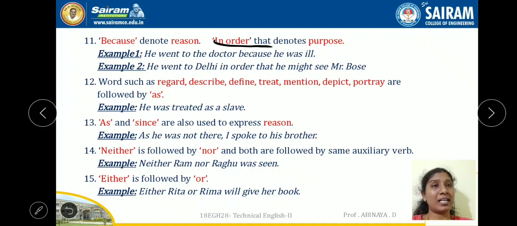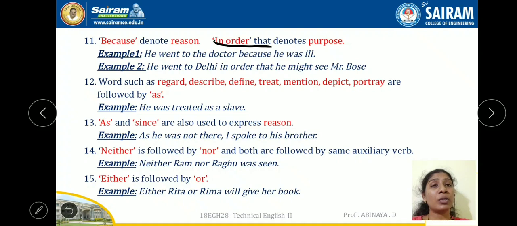12th one. Words such as regard, describe, define, treat, mention, depict, portray, all these are verbs. These words are followed by as. So whenever you are using regard, go for as. Regard as, describe as, define as, treated as, mentioned as, depicted as, portrayed as, like that. He was treated as a slave. The character was portrayed as a bad one, like that.